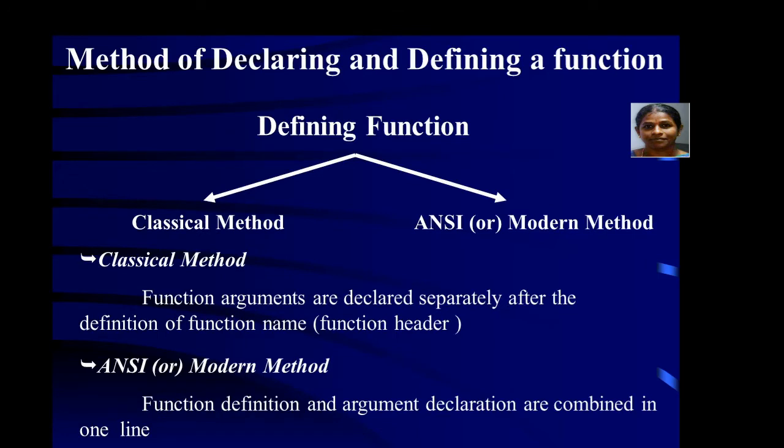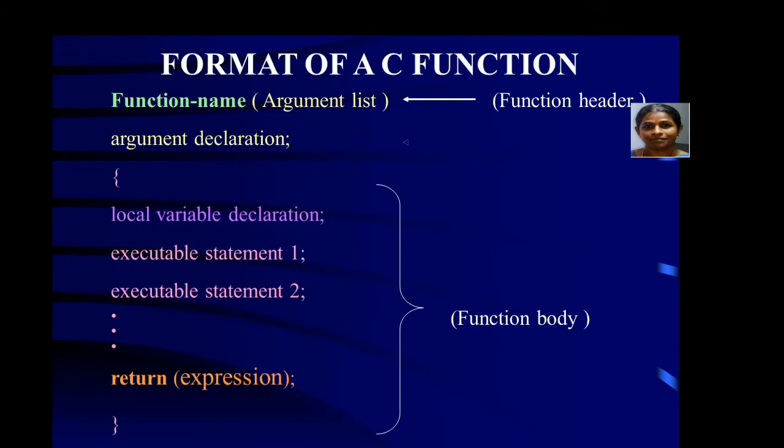And you can define a function in two ways. One is the classical method, the other one is the ANSI method. In the classical method, function arguments are declared separately after the function name, that is, the function header. And in the ANSI method, function definition and argument declaration are combined in one line.